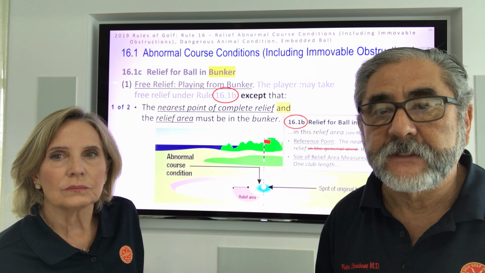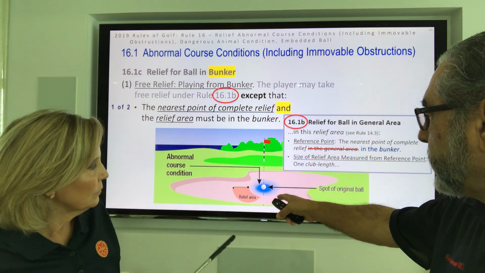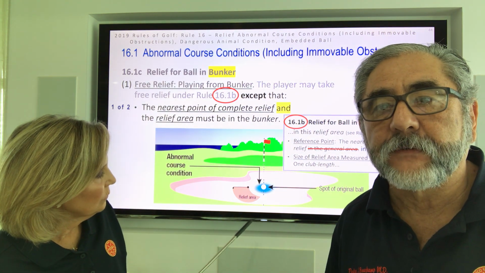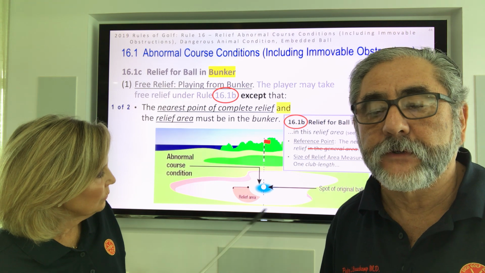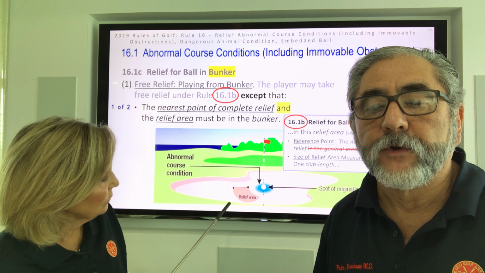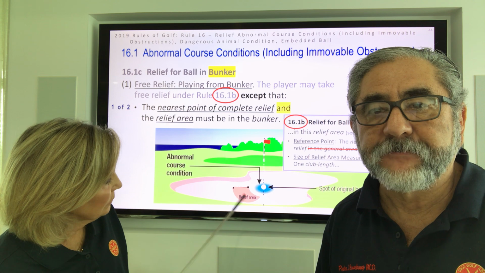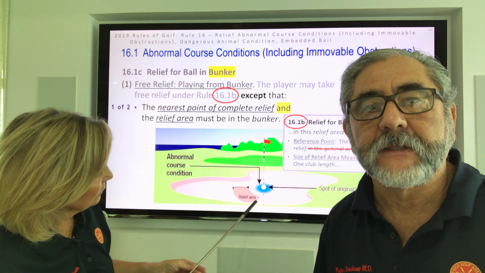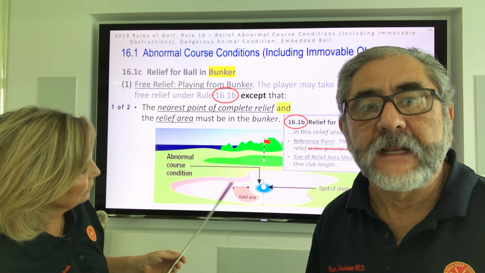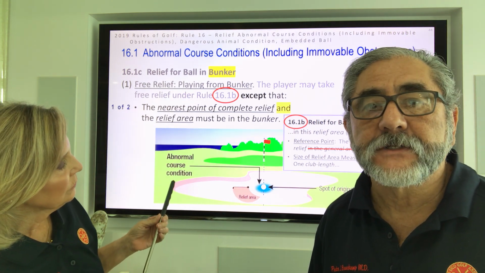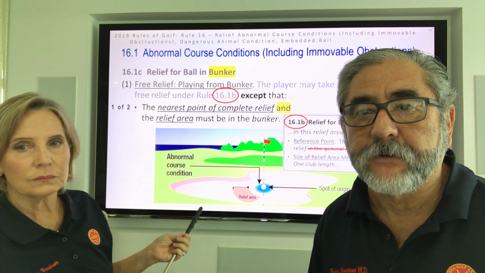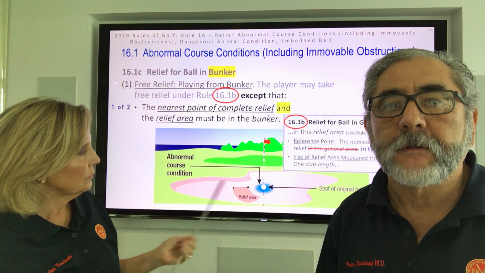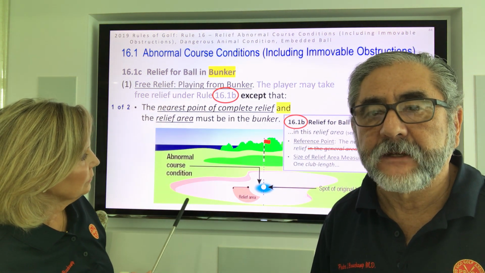How do we proceed? We go and we find an area where there is no interference from, let's say, the casual water. That will be our relief reference point. Then we make a relief area, which is 1 club length from that area. Any club that you have, the longest club in your bag, except the putter, and you make a 180 degree arc, like a pie, and you drop the ball knee high from that area.